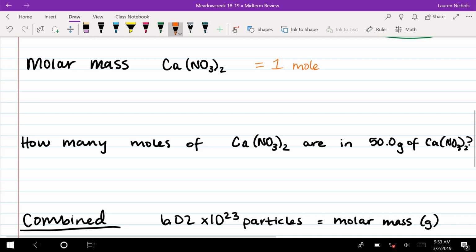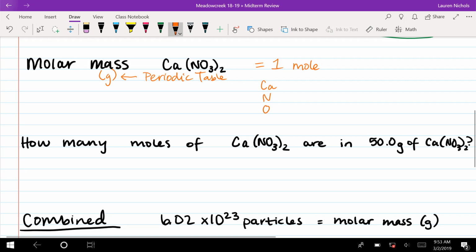Okay, and so when you're calculating molar mass, you're trying to figure out, remember, mass is measured in grams. So we're trying to figure out the grams of calcium nitrate in 1 mole. And so we do that by going to our periodic table. Anytime you see grams in a T-chart, you go to your periodic table every single time. And so what we're going to do is list out our elements. So I have calcium, I have nitrogen, and I have oxygen.